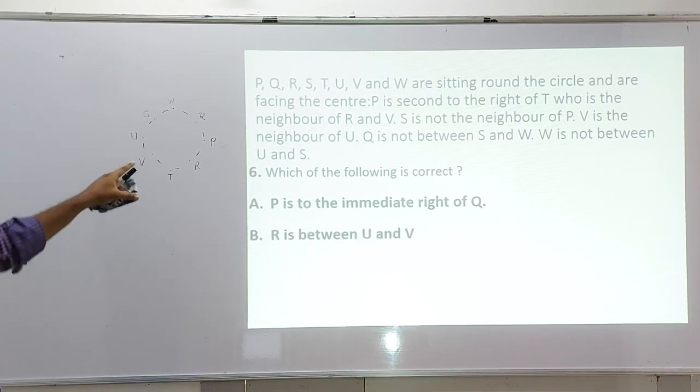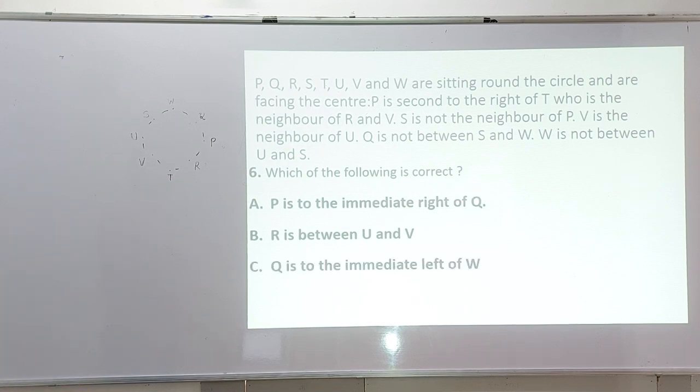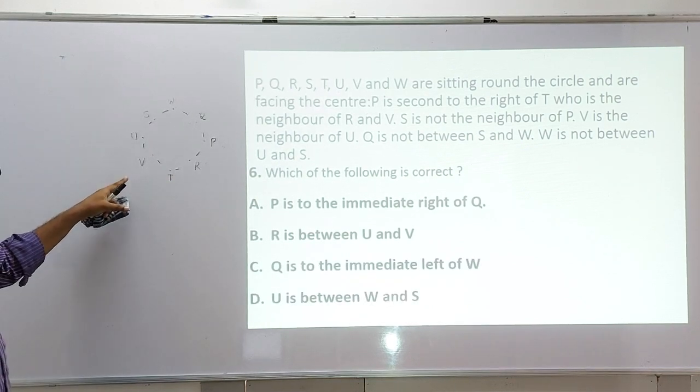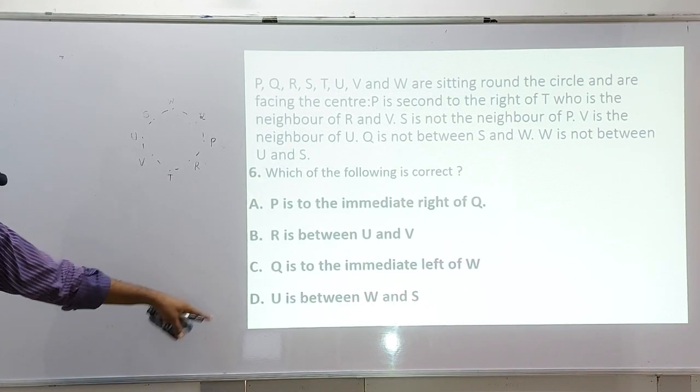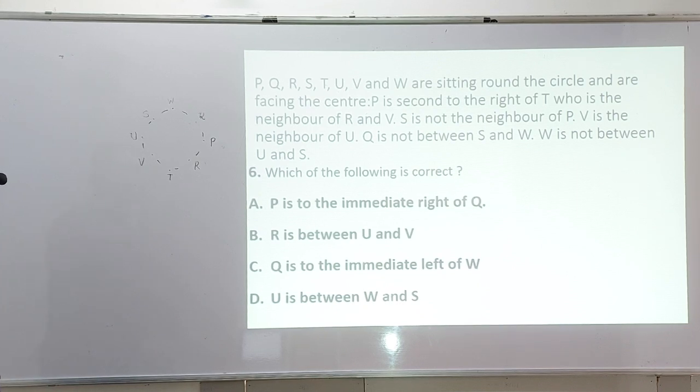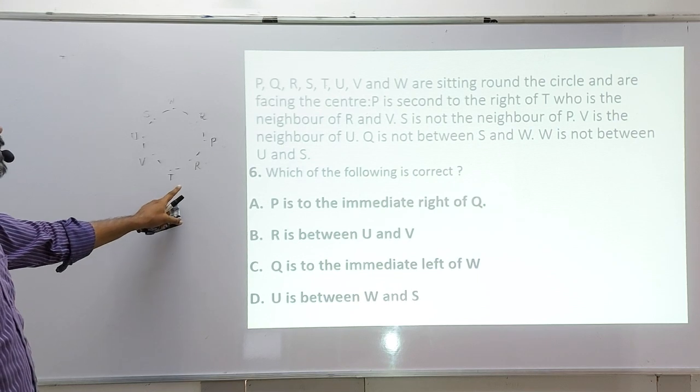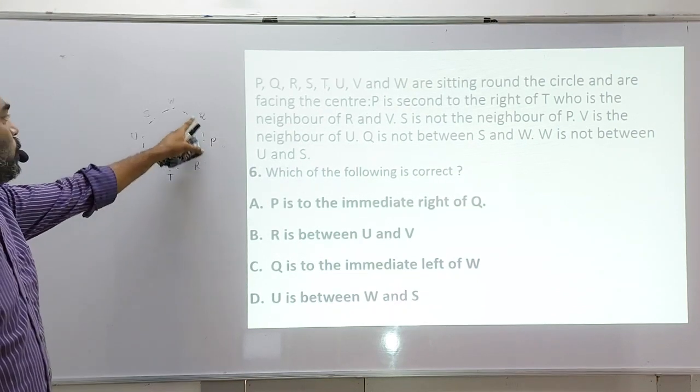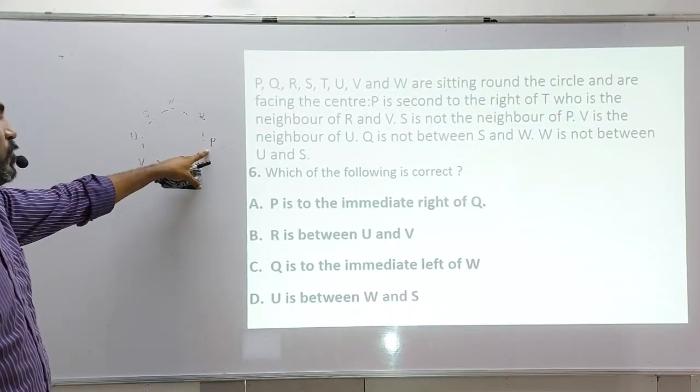Okay, there is also one more question from this. Which of the following is incorrect? So this diagram, if it is right, now check your options here also. Keep the options in mind. Which of the following is correct? P is to the immediate right of Q. P is to the right of Q? No, it is to the left of Q.